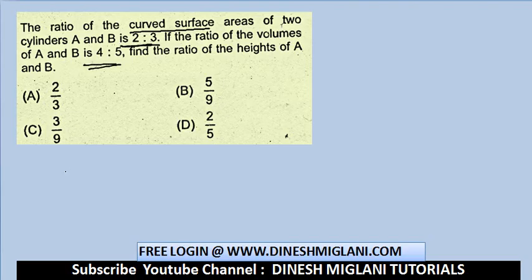So according to the question, if we have to find the ratio of their heights, it means we simply have to divide volumes by curved surface area. Make it as 4/3 is to 5/3... 4/2 is to 5/3, right? So that would be taken as 6:5.